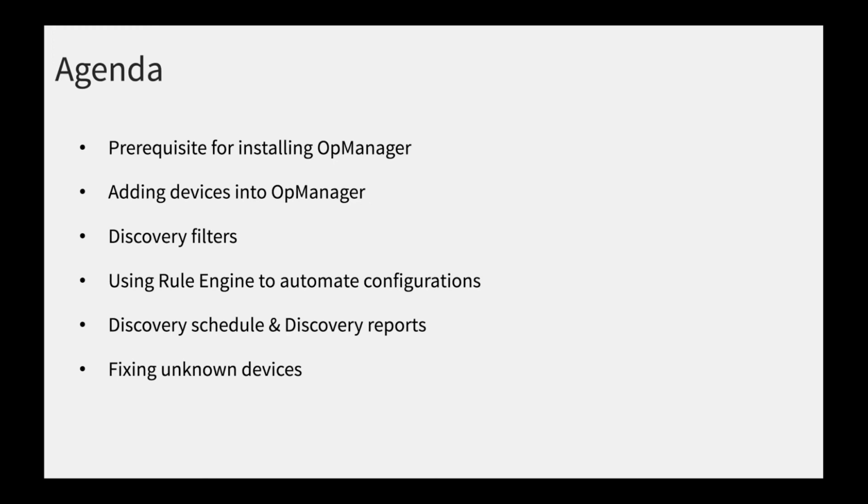And fixing unknown devices. So you would have experienced this issue. Sometimes you miss certain protocols, or sometimes certain ports are blocked by the firewall, and do not let OpManager contact the devices. In that case, the devices that cannot be contacted will fall under the category of unknown, where we don't know who the vendor is, what category it is, which model it is, and so on.